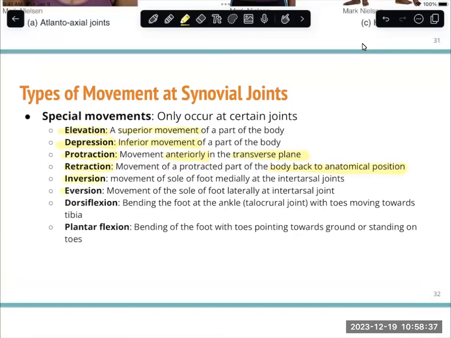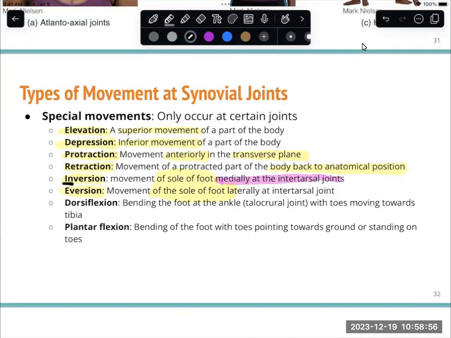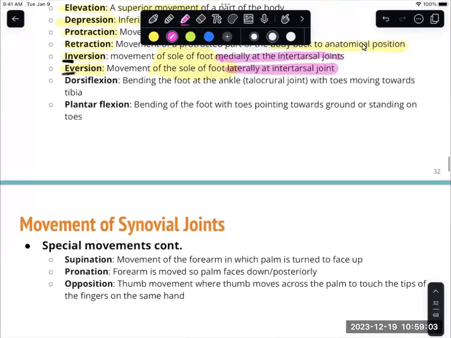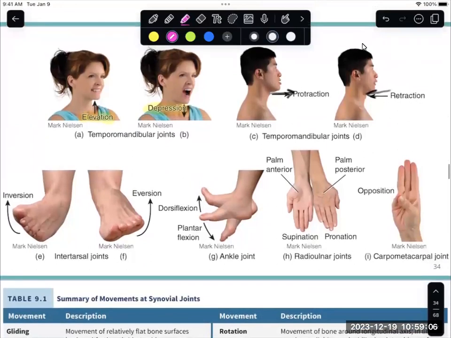Inversion and eversion can only be done with the foot. Inversion, you're taking your foot and pointing your toes towards the middle. Inversion, in. Eversion means you're taking those toes away from that midline. So here's that example, that inversion. You're taking your toes towards that middle, which would be towards that big toe. Eversion means it's going away. You can only do it with your foot. You will not do it anywhere else.